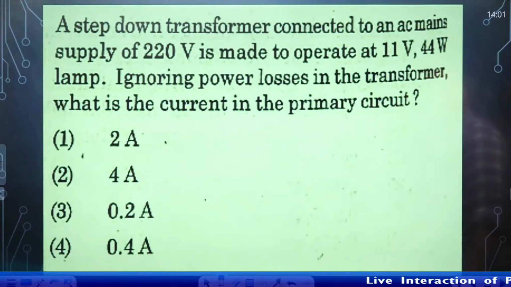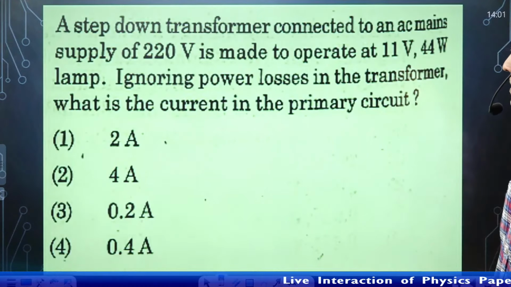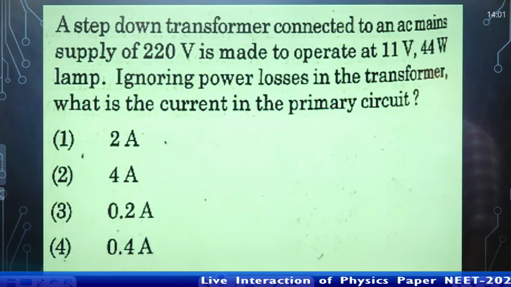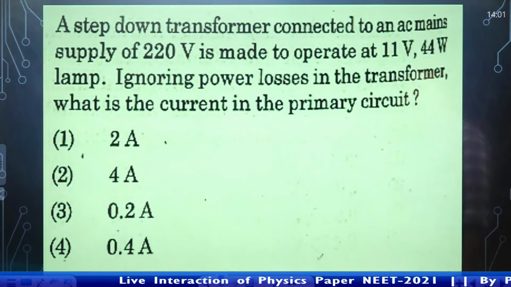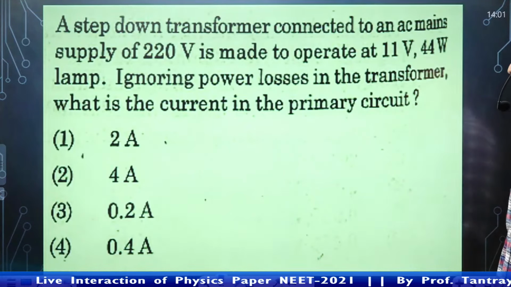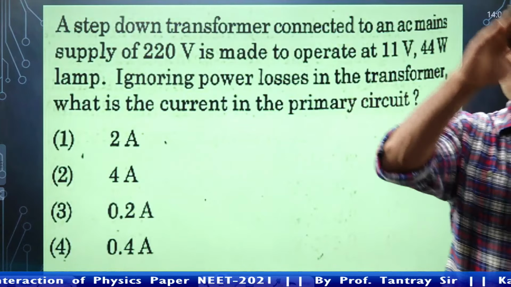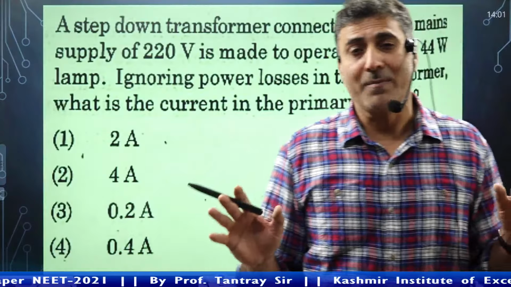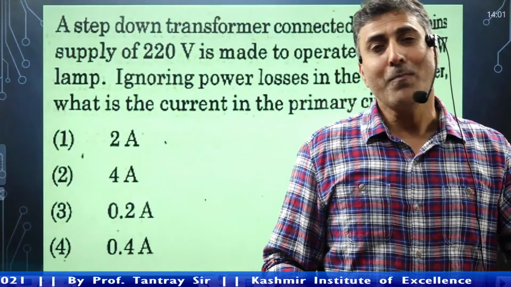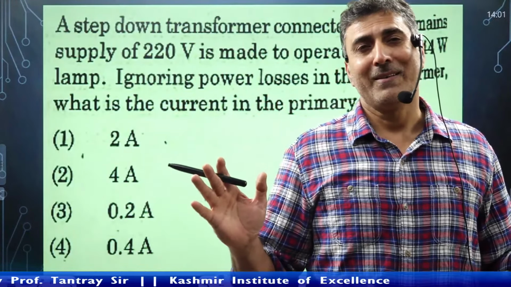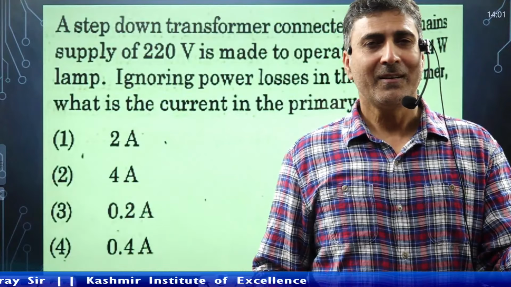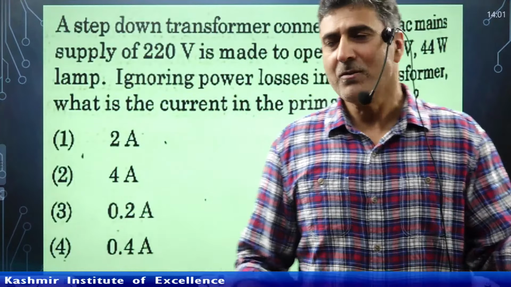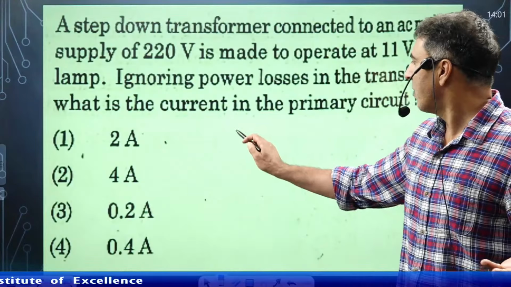A step-down transformer connected to AC mains supply of 220 volts is made to operate at 11 volt 44 watt lamp, ignoring power losses in the transformer. What's the current in the primary? So there's a transformer, there is input, there is output. So what we know of the transformer, when there are no power losses, input power and output power are the same. So you can use the equation. What's the input current? That I have to find.